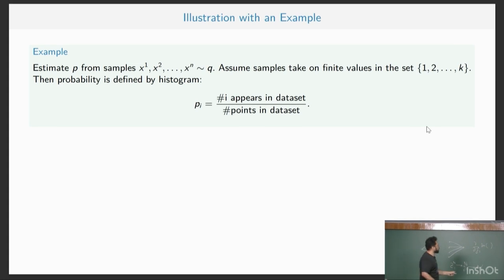Let us see a simple example of how I can use this mapping from a known distribution to start generating the samples that I need. There is a very simple intuition behind that. Let us say we estimate P from some samples x1 to xn, and assume that they take finite values. So each xi takes finite values from 1 to k. Let us say k is 6.